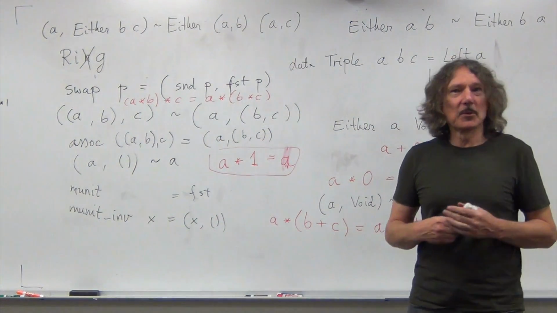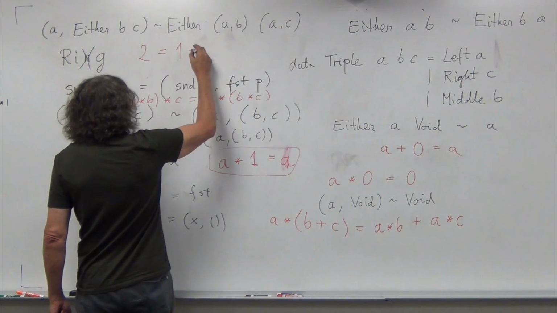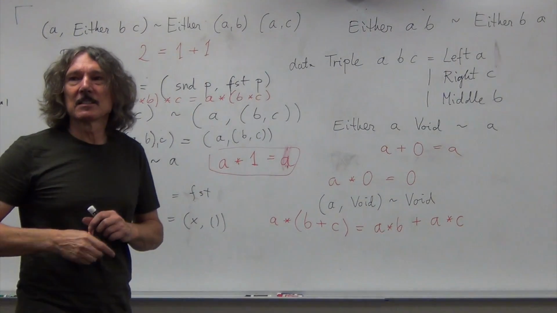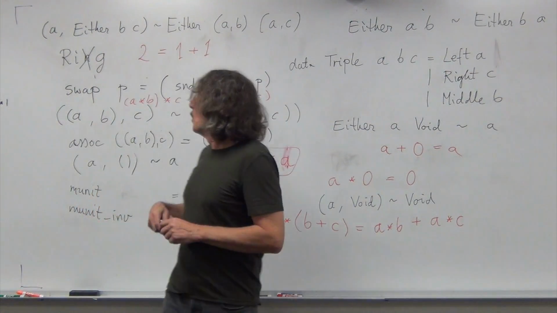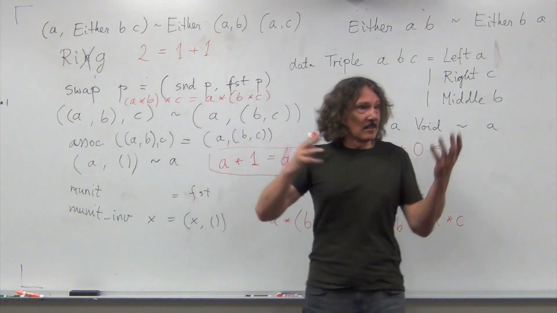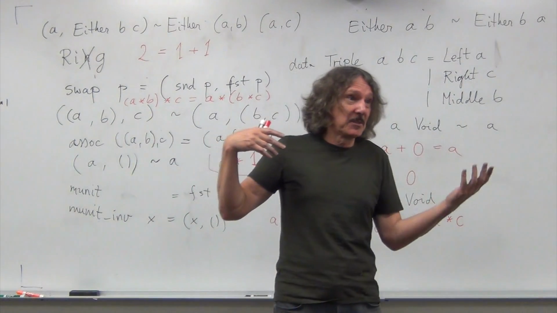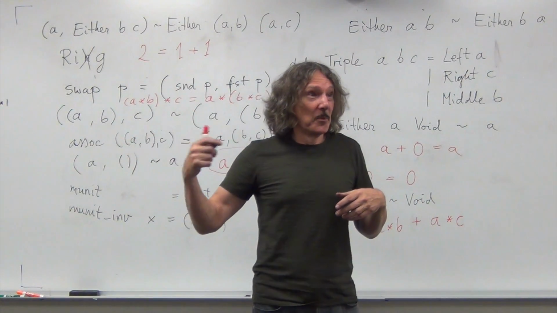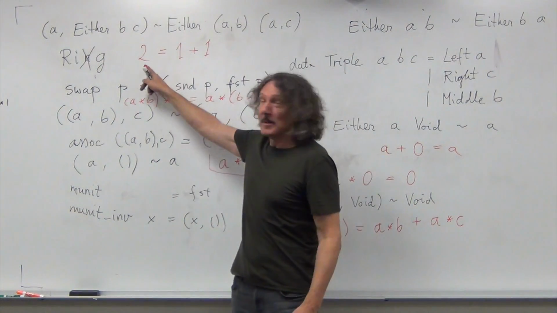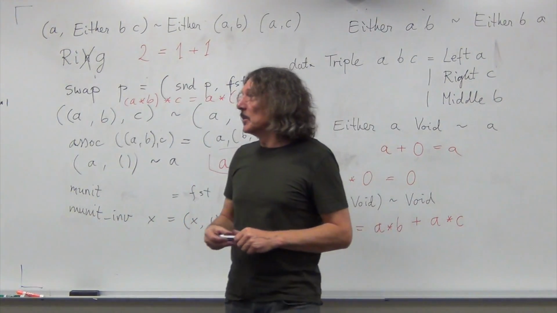Well, let's do a few other things. What is the correspondence of 2 equals 1 plus 1? Any guesses? So 1 is a unit type. So we have an either of unit or unit. So there are only 2 possible values, left unit or right unit. We can call left unit true and right unit false. So 2 is a bool. Isomorphic. What else?